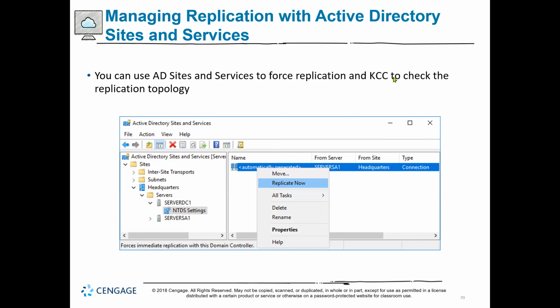Managing replication with Active Directory Sites and Services. You can use AD Sites and Services to force replication, and KCC to check on the replication topology. So you go in there and there's your right click, Replicate Now. You can see that there.